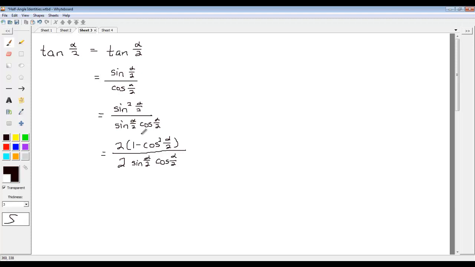Okay, so do you see what happened there? Sine squared is the same thing as 1 minus cosine squared. So that's what got put in right here. This sine, this cosine is still here, but we multiply top and bottom by 2, which is perfectly legal to do with a fraction. Up top we got 2 minus 2 cosine squared alpha over 2. On the bottom we have 2 sine alpha over 2 cosine alpha over 2.